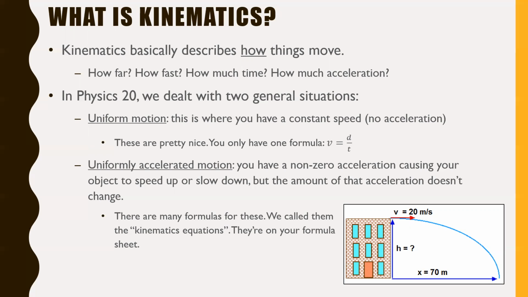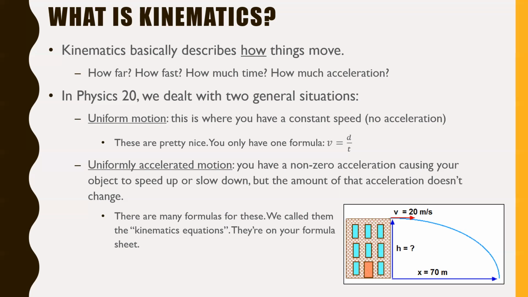Now these are pretty nice. You only have one formula. It's V equals D over T. Of course, that just logically would make sense, especially if you're going, let's say, 100 kilometers an hour. Then you know after 3 hours, you've gone 300 kilometers. They're pretty predictable, right? There's no speeding up, no slowing down. It's pretty clear to see where something is going.